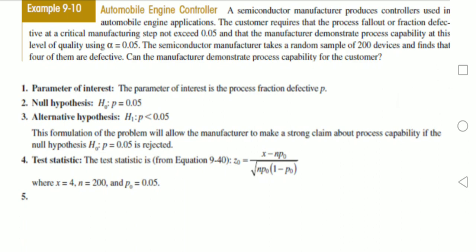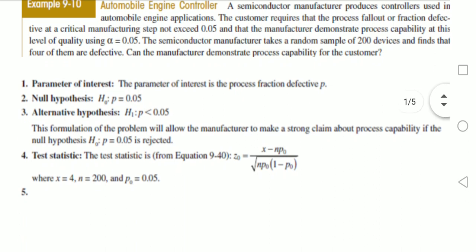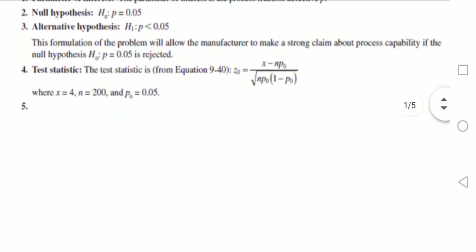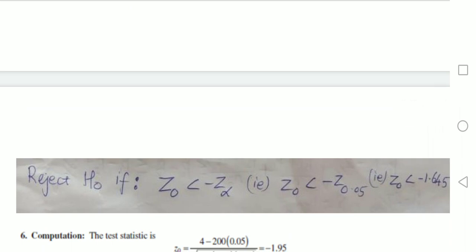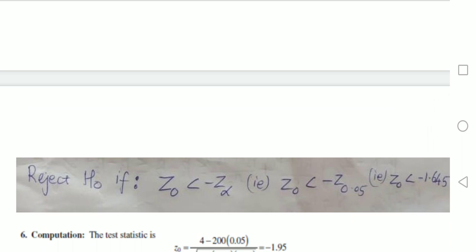Okay, and for the test statistic, here we have only the Z test. Z is equal to x minus np naught divided by root of np naught into 1 minus p naught. Already we know x is 4, n is 200, p naught is 0.05. And the rejection criteria: here the alternative hypothesis is only the less than form, p less than 0.05. So the rejection criteria also has the less than form, Z naught less than minus Z alpha. Alpha is 0.05, so Z naught less than minus Z 0.05. That is, Z naught less than minus 1.645.